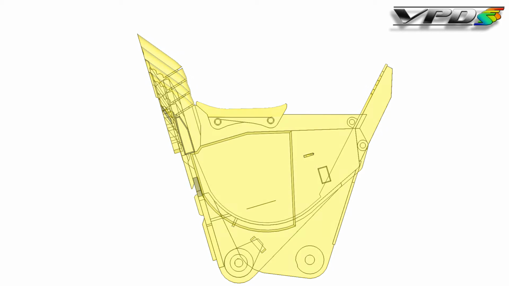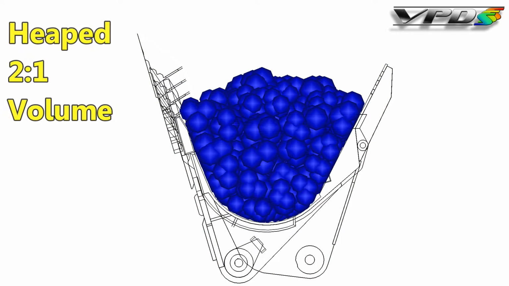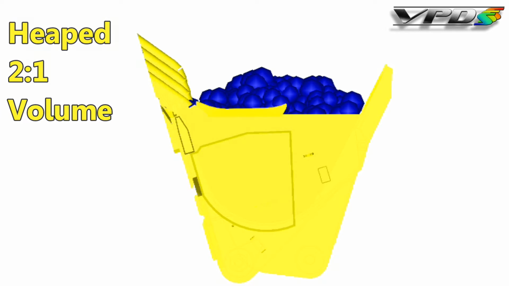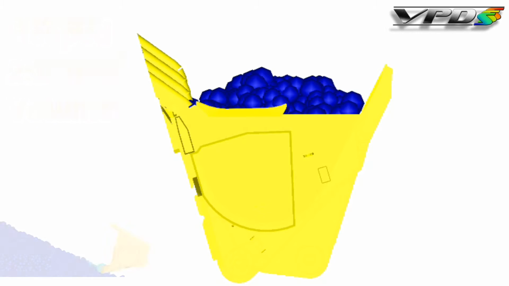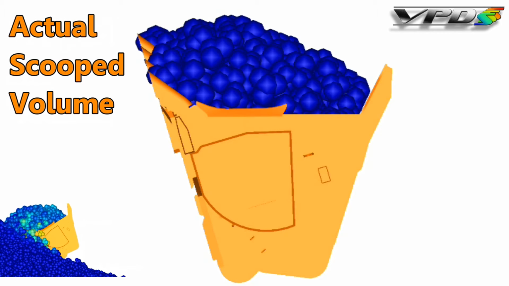We start by creating two piles. One is a heaped pile with a 2-to-1 ratio on the top. The other is a scooped pile. Both of these piles will be shaped by the underlying geometry of the bucket as well as the properties of the material itself. To create a more realistic pile, we actually scoop the material up in the bucket using the kinematics of the bucket and machine.